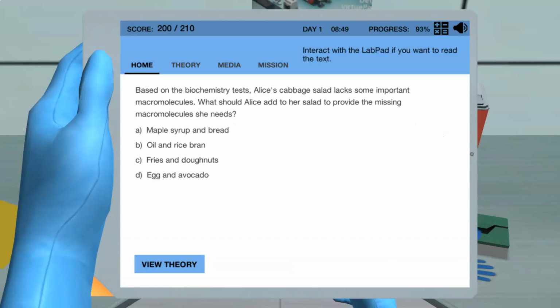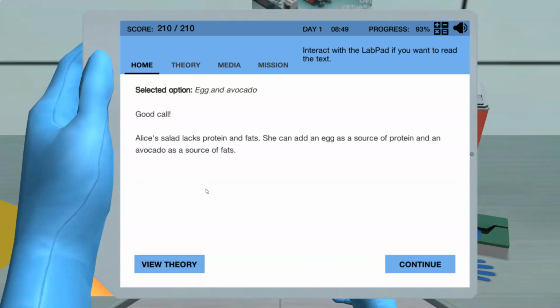Based on the biochemistry tests, Alice's cabbage salad lacks some important macromolecules. What should Alice add to her salad to provide the missing macromolecules she needs? Good call. Alice's salad lacks protein and fats. She can add an egg as a source of protein and an avocado as a source of fats.